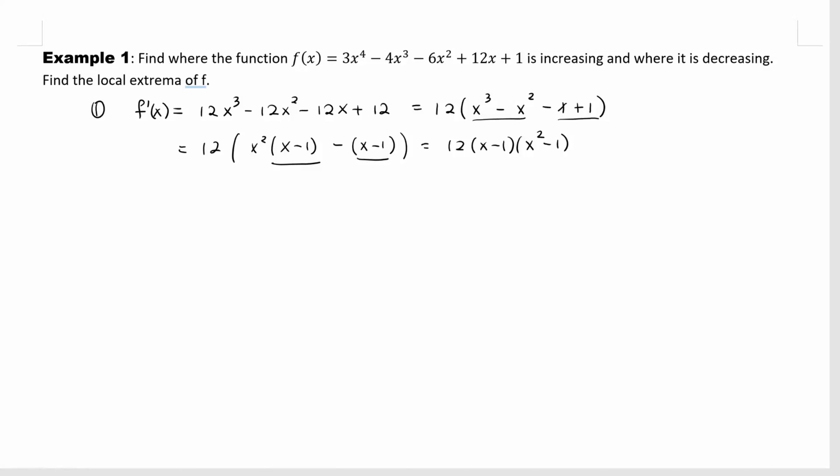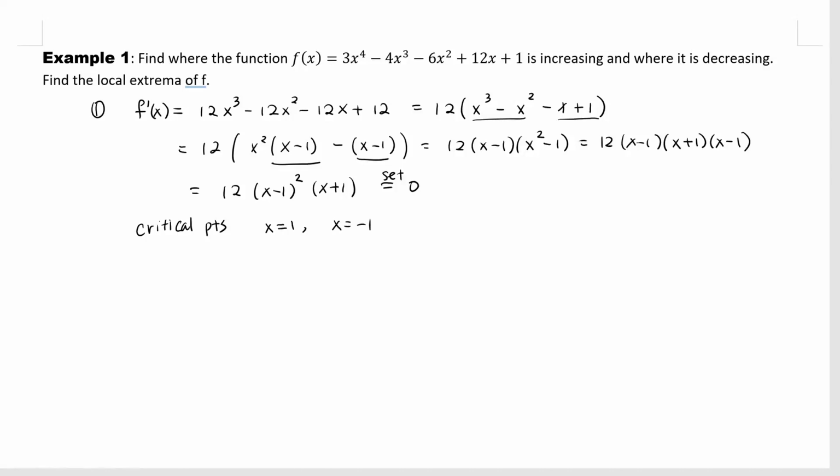Can we factor it further? Yes, because x squared minus 1 is (x plus 1)(x minus 1). Can you see that we have two copies of x minus 1? We can combine together. So this is what we get. We set this equal to 0, and we solve for x. So what are the critical points? This factor gives us x equals 1. This one gives us x equals minus 1. So we have two critical points.